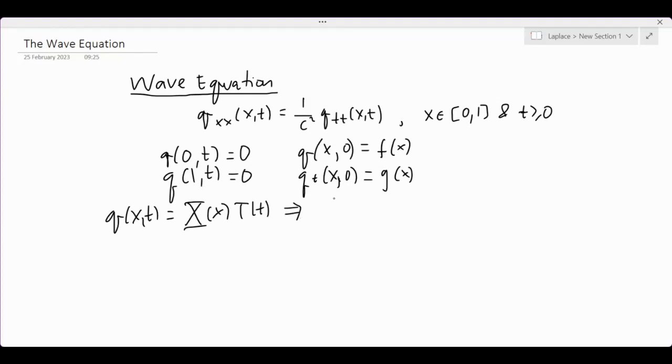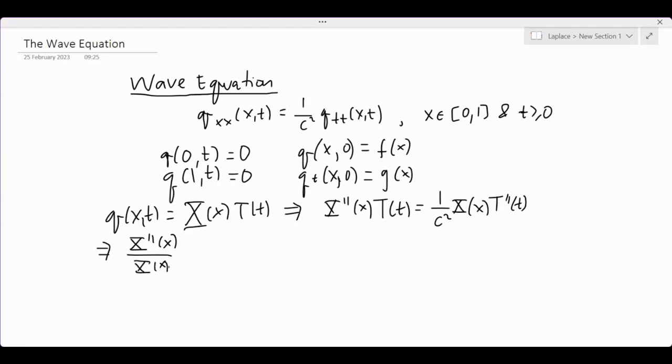If we try to make a direct substitution of this function into our PDE, then what you will get is capital X double prime of x times capital T of t is equal to 1 over c squared times capital X of x times capital T double prime of t. Operating on this equation, we now use the separability properties of the solution function to rewrite the last equation as capital X double prime of x all over capital X of x is equal to 1 over c squared times capital T double prime of t all over capital T of t.